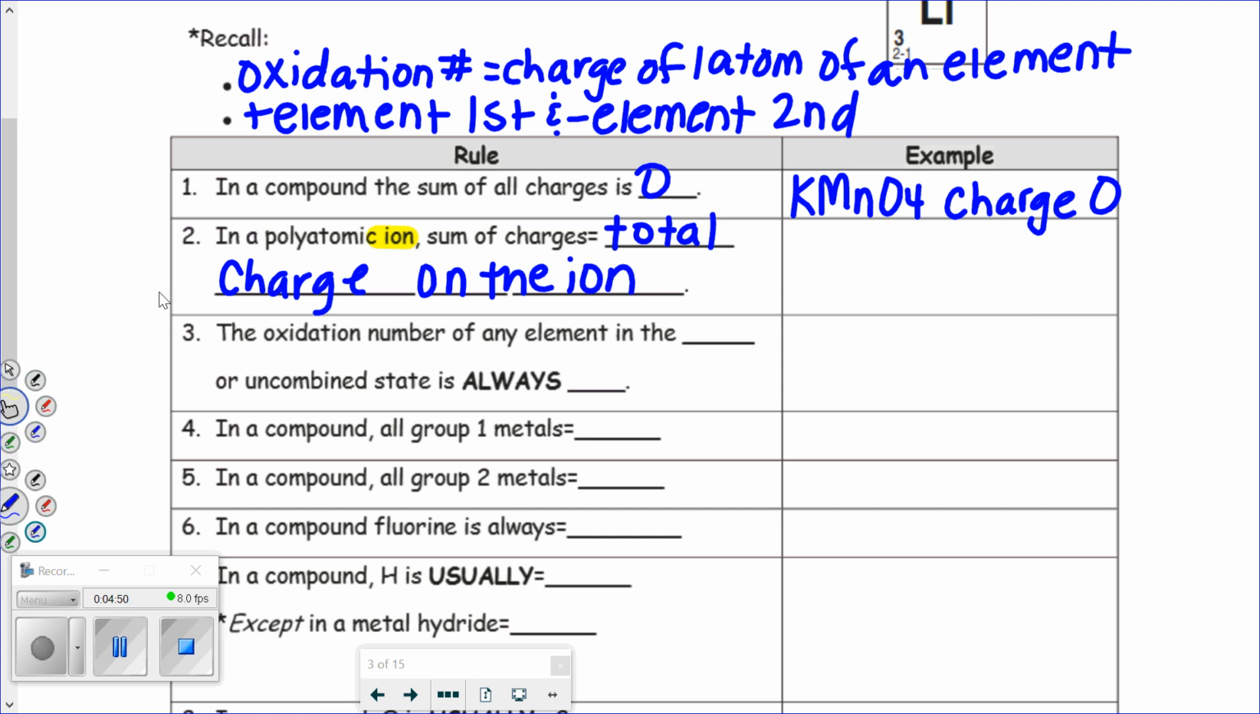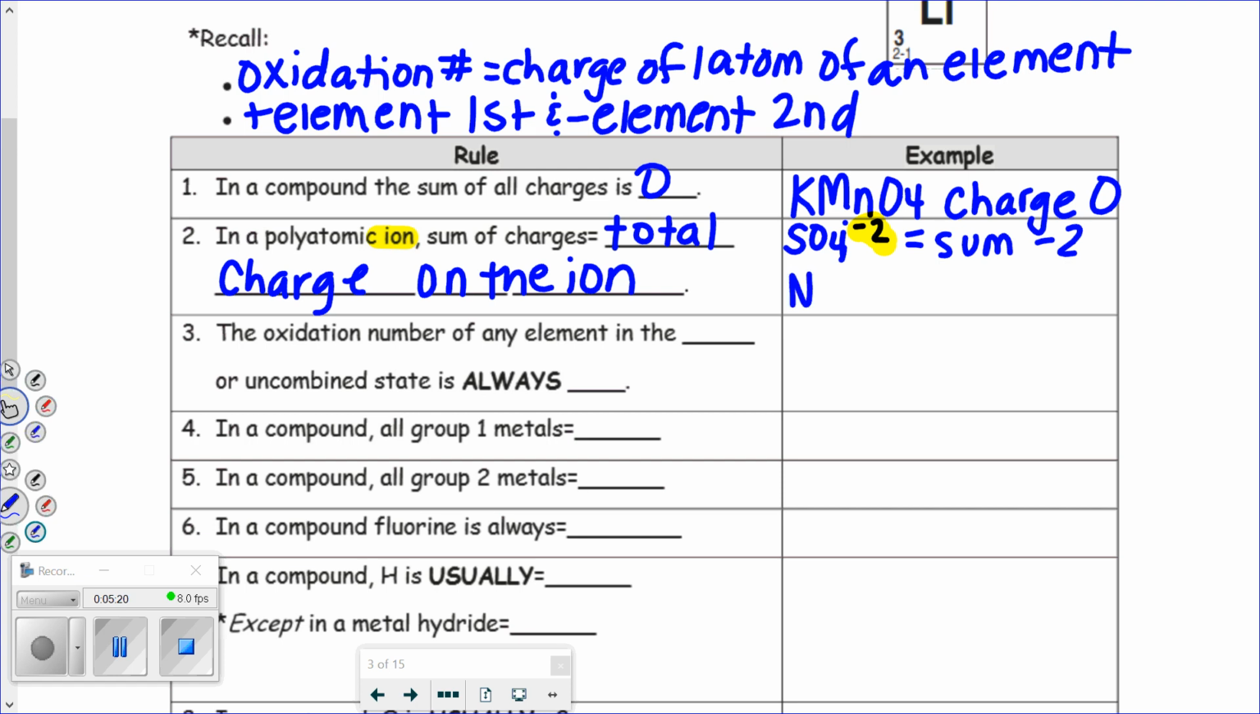Remember, your polyatomic ions are located on reference table E. For example, sulfate, which is SO4 with a -2 charge. SO4 minus 2. All the charges in SO4 have to add up to be negative 2, not 0, because you can see this negative 2 right there tells us that all the charges from the sulfur and the oxygens have to add up to be negative 2.